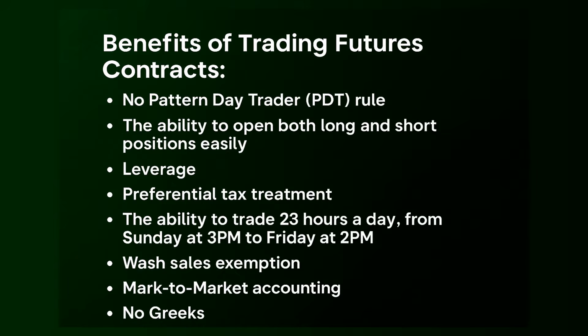This means that both your potential profits and losses are amplified, so trading futures does involve more risk than trading the underlying asset. Number 4, preferential tax treatment. Gains from futures trading are taxed at a special 60-40 rate, which means that 60% of your gains are taxed at long-term capital gains tax rate and 40% of the gains are taxed at short-term capital gains tax rate.